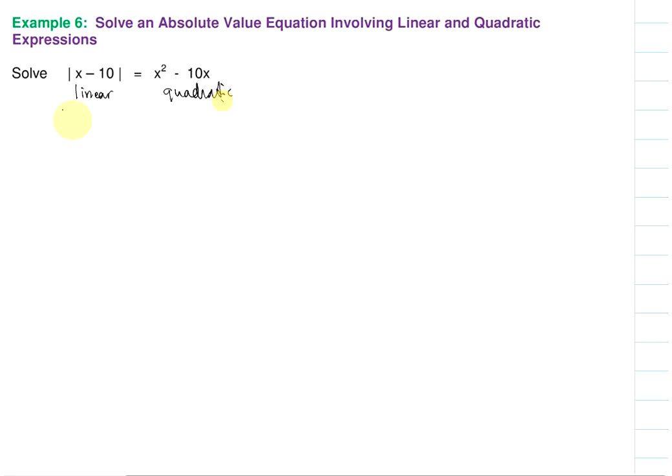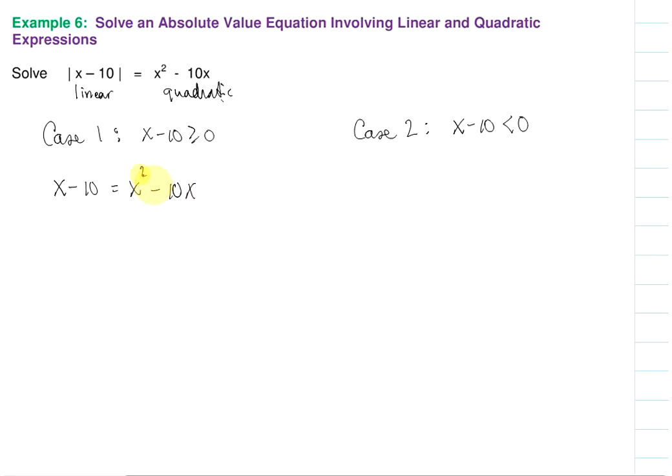We have two cases again. So case 1 is where our argument x minus 10 is greater than or equal to 0. And case 2 is where our argument x minus 10 is less than 0. So let's go to case 1. This is where x minus 10 is positive. So we go x minus 10, that's equal to x squared minus 10x.